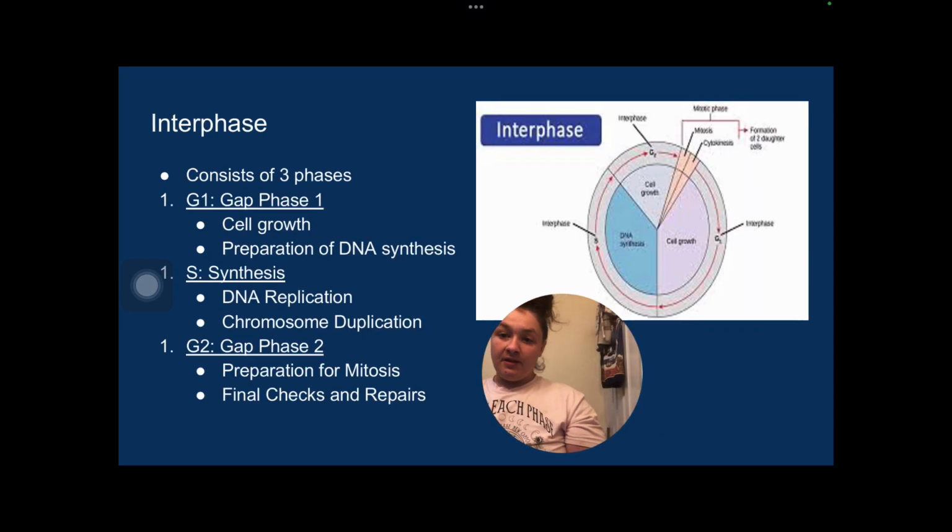Interphase is our first step in the cell cycle. During this phase of the cell cycle, the cell prepares for division. It's the longest phase in the cell cycle, accounting for about 90% of the cycle's duration, and it's divided into three main subphases: gap 1 or G1, synthesis or S, and gap 2 or G2.